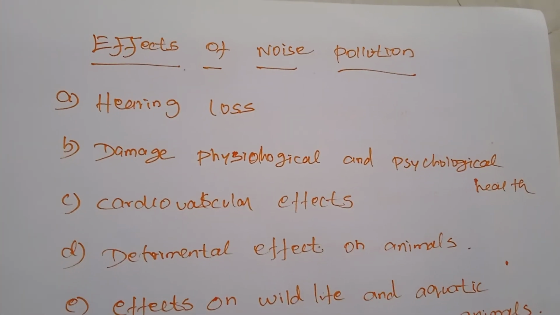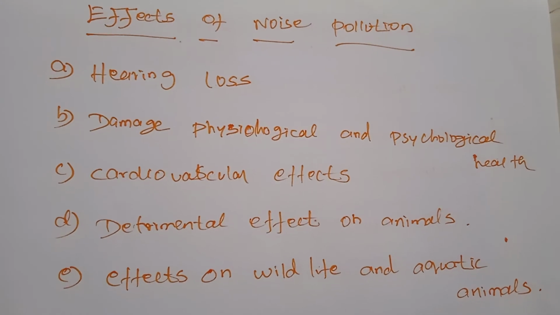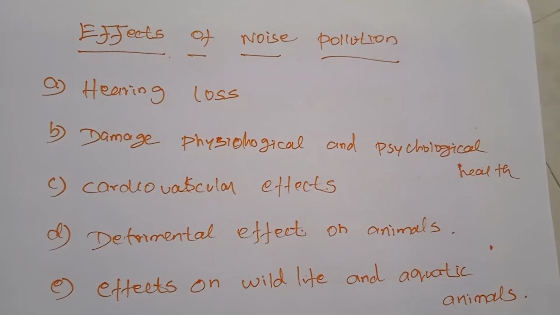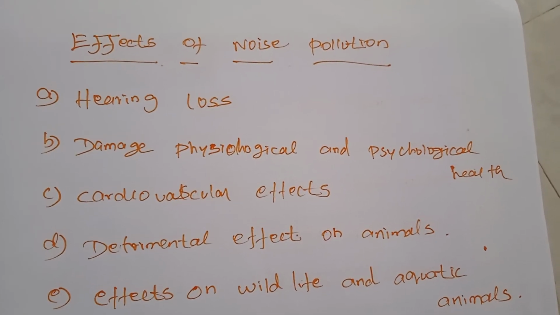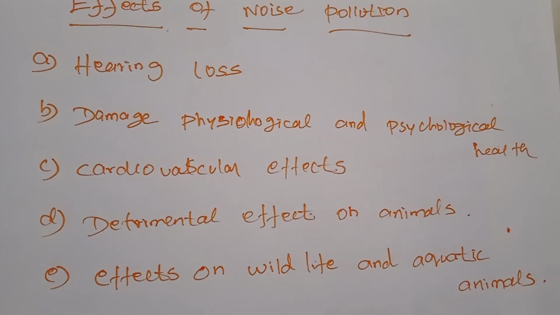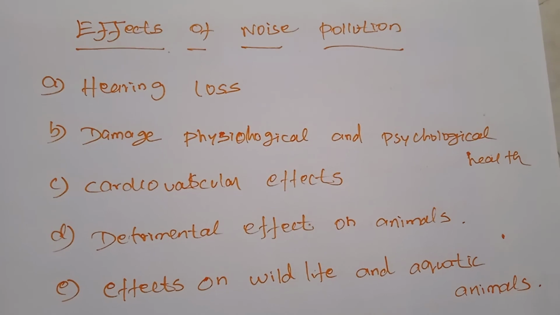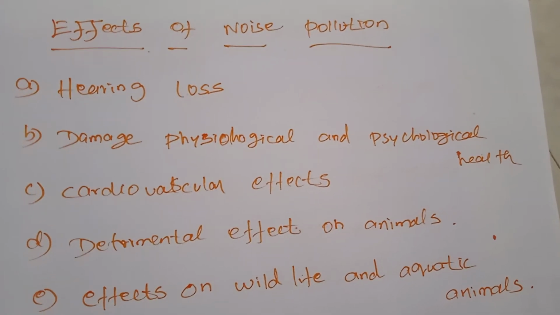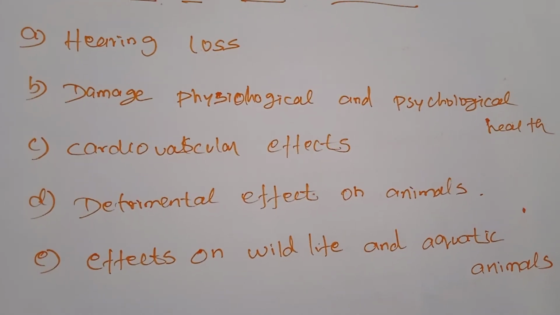Okay, then what are the effects that come from noise pollution? First one is hearing loss. Chronic exposure to noise may cause noise-induced hearing loss. Older people exposed to significant occupational noise have reduced hearing sensitivity. As we know, humans are able to hear only a particular range of sound. But aged people and some other people can also lose their hearing capacity because of noise pollution.